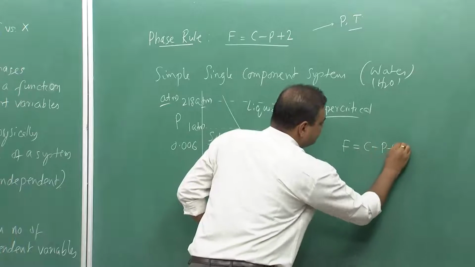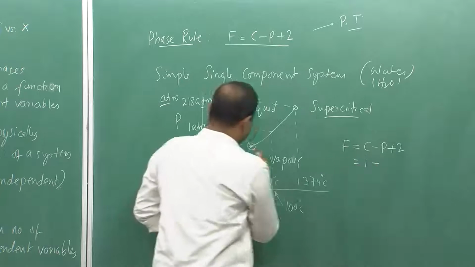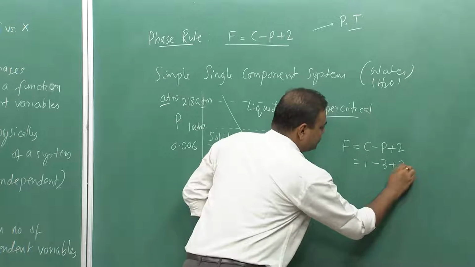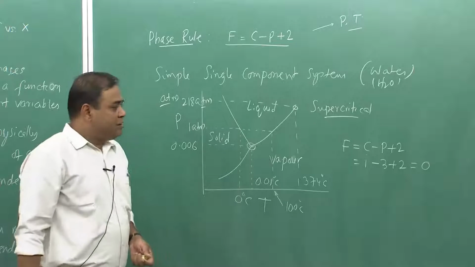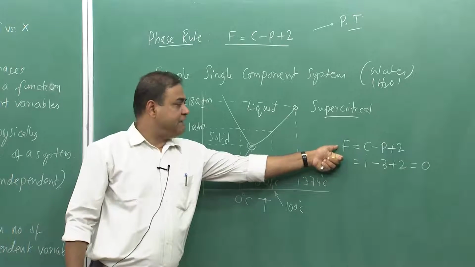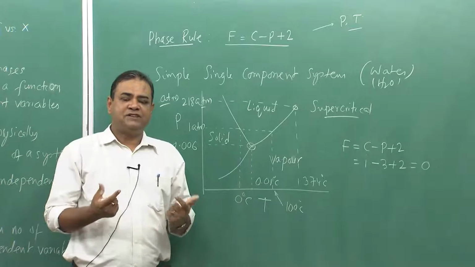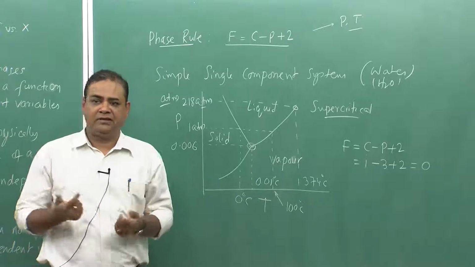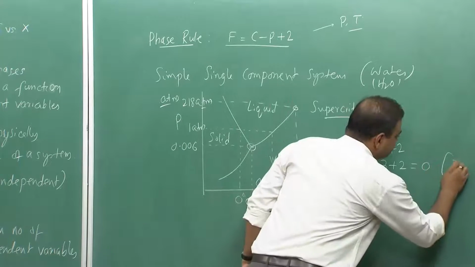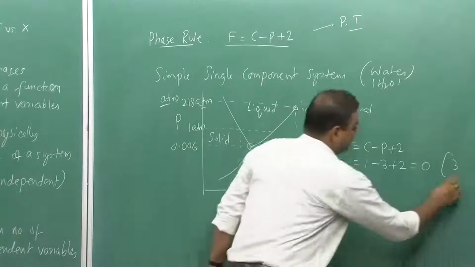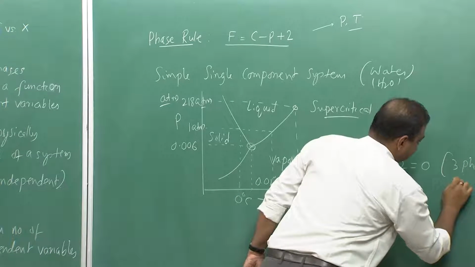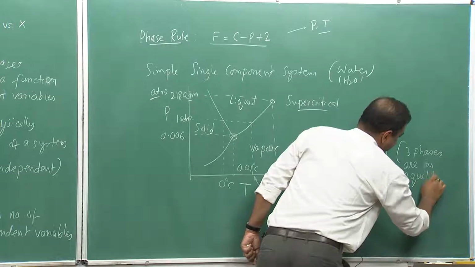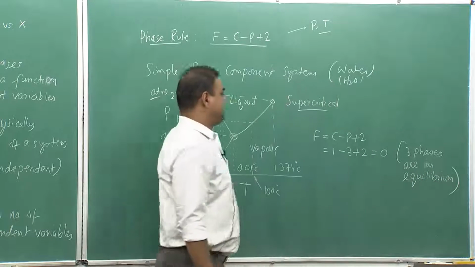F equals C minus P plus 2. The component is 1, and the number of phases is 3: vapor, solid and liquid. So, 1 minus 3 plus 2 equals 0. Whenever we have the F value to be 0, which is the minimum value that is possible for F, that suggests the maximum number of phases that can be in equilibrium. So, that time the maximum is 3 phases. So, three phases are in equilibrium.